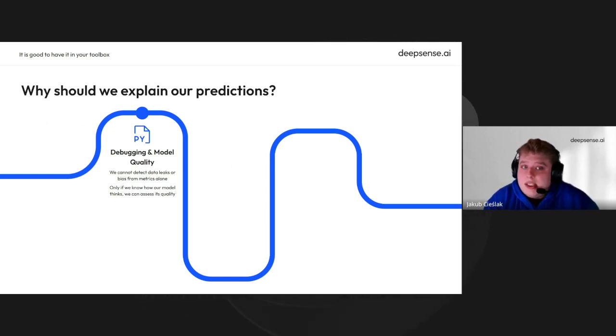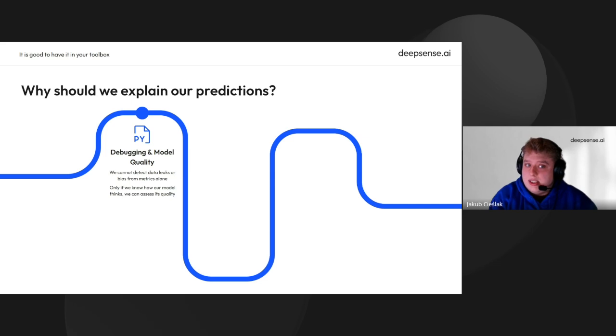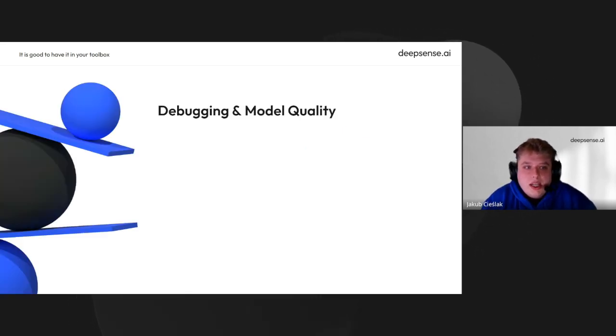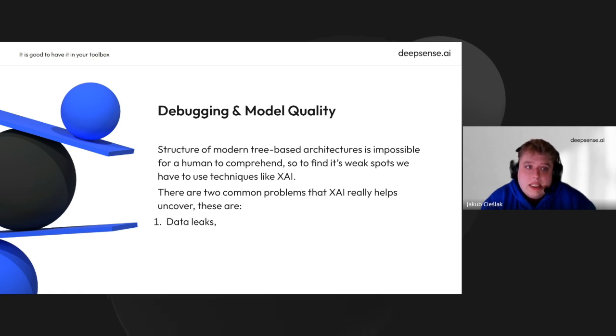XAI is useful even at the earliest stages of a project, where it can help us debug how the model trains and if its decisions make sense. So let's get a closer look. As we know from our experience, there is much more to how good a model is than just how its metrics look. By knowing how predictions are constructed, we can detect issues like data leaks, for example, where the model learns from information that wouldn't be available at the time of prediction. And the other one, hidden bias that can lead to unfair decisions.